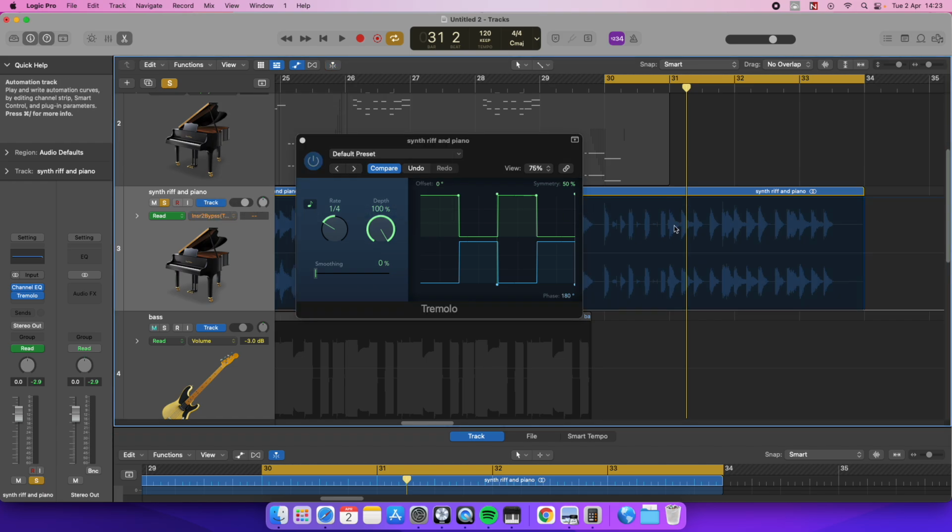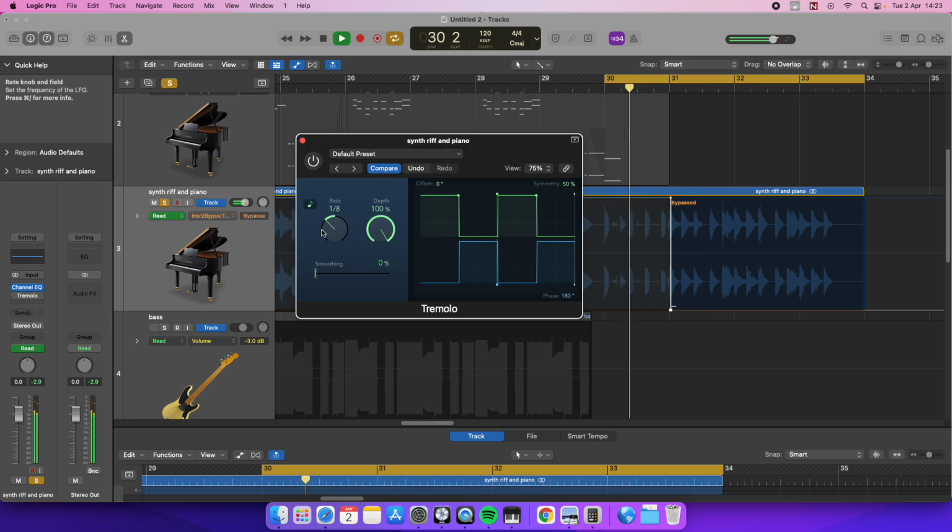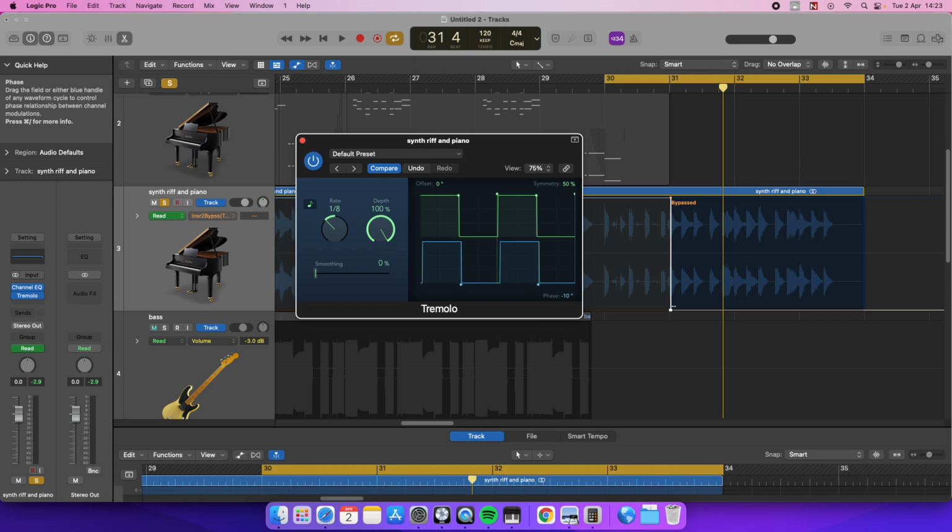We only want the tremolo on bar 31 onwards, right? Oh, that's bypassed. We want it bypassed up here. That's not quite right yet, as we've got to play with the tremolo a little bit. It's like an eighth note sort of feel, right? But at the moment it's 180 degrees out of phase. If I put it in phase, we should get a nice mono tremolo acting together, rather than having left and right separately.